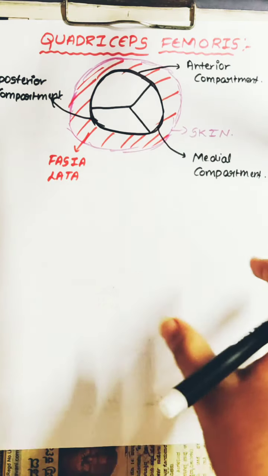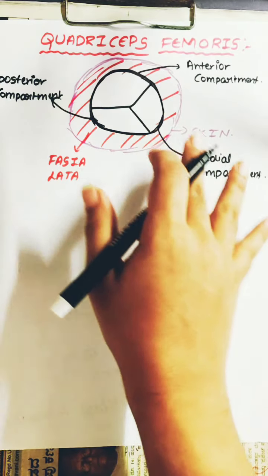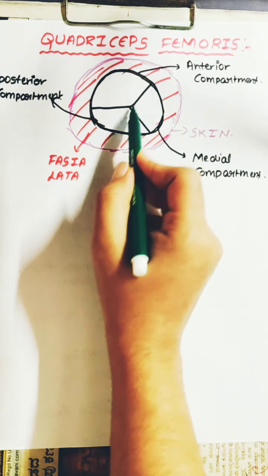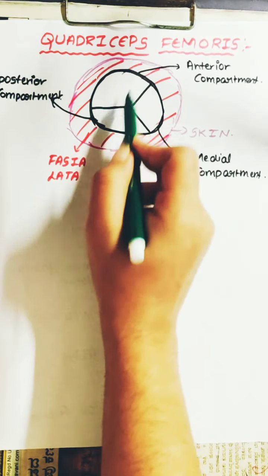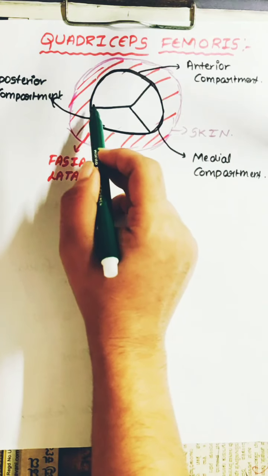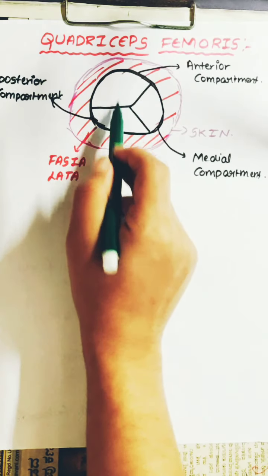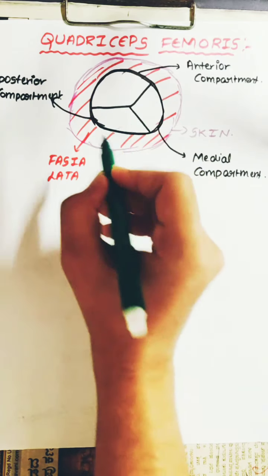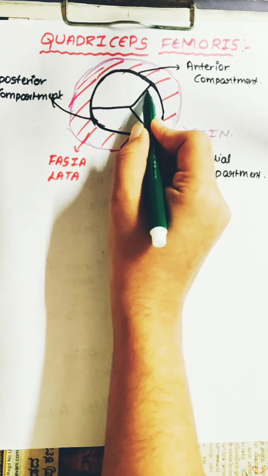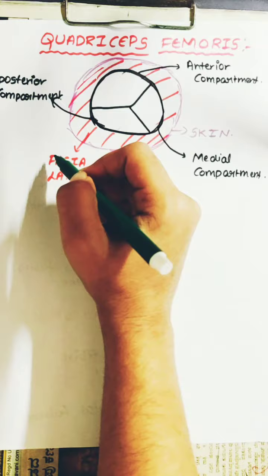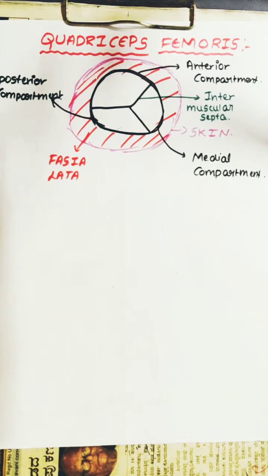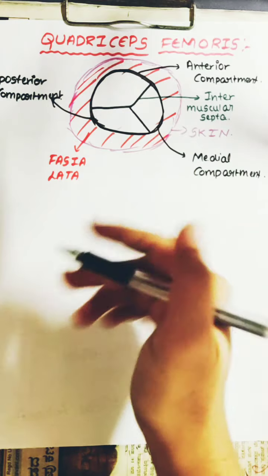Inside these compartments, the first thing you have to know is that you can see there is intermuscular septa. There are muscles present in these compartments, and the septa separate these muscles. These three lines you can see are known as the intermuscular septa.